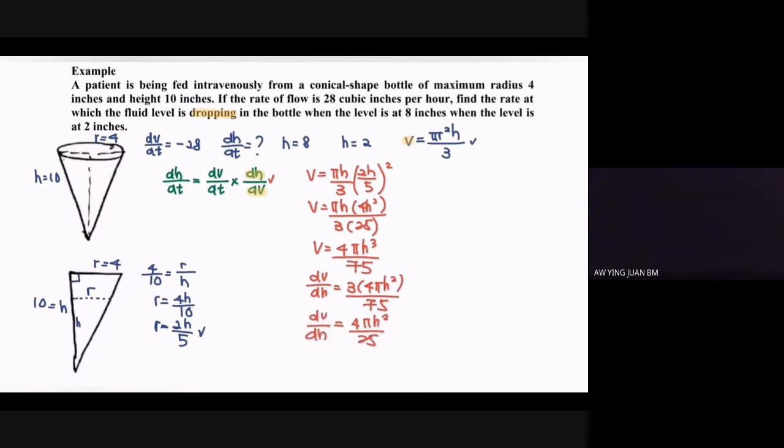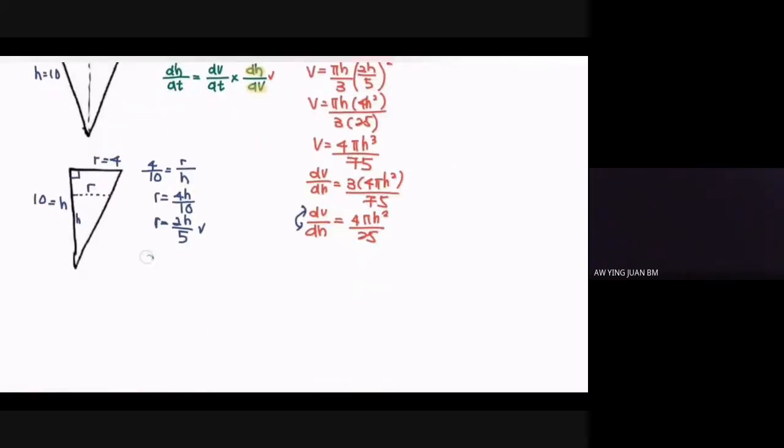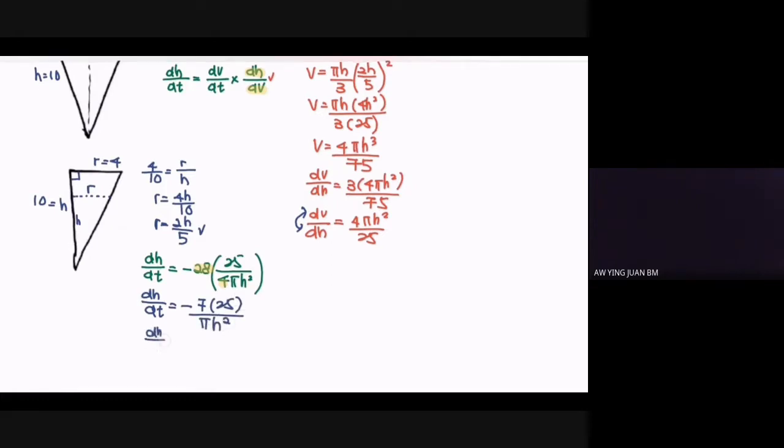Before we substitute, remember to flip it so that we have dH/dV. So now we have dH/dt is equal to dV/dt times dH/dV. Here dV/dt is negative 28 multiplied by 25 over 4 pi H squared. Simplify, 28 over 4 we have 7. So dH/dt is equal to negative 7 multiplied by 25 over pi H squared. So finally we have dH/dt is equal to negative 175 over pi H squared.